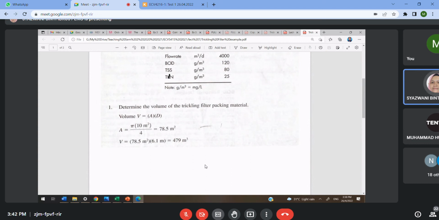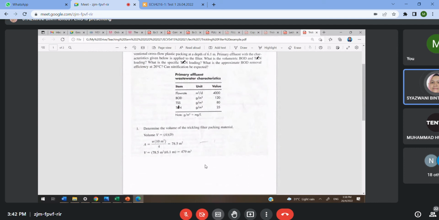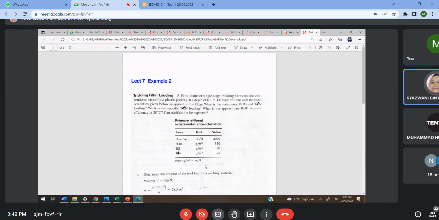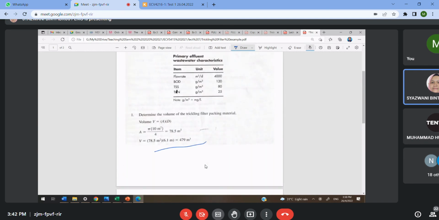All of them are in the unit of gram per meter cube, which is also milligram per liter, except the flow rate. First, determine the volume of the trickling filter packing material. Volume is equal to A times D. Everyone knows this. Since this is a circle, you have to use the formula for a circle to calculate the area. So A is pi D squared over 4, with D of 10 meters given in the question, so you will get area equal to 78.5 meters squared. So the volume is 78.5 times 6.1, where 6.1 is given. Now you can get the volume.